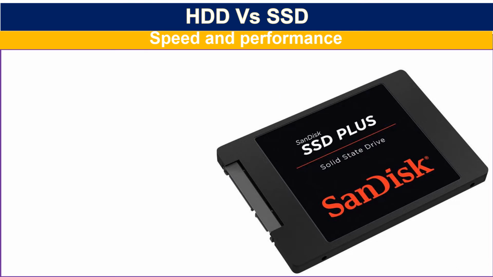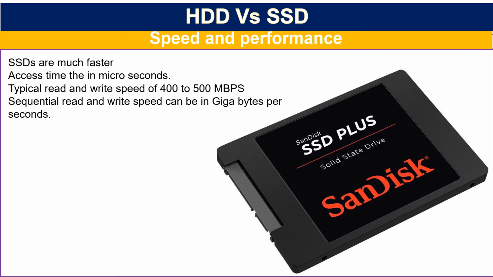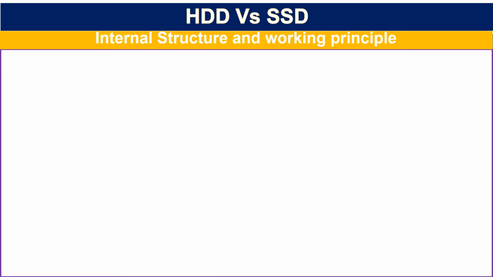But in the case of SSDs, they are much faster, with access time in the range of microseconds, and they have a typical read and write speed of 400 Mbps to 500 Mbps, which is 4 to 5 times more than a hard disk drive. Even the sequential read and write speed can be achieved in gigabytes per second. Now we will try to find out why SSDs are so fast and HDDs are slower.